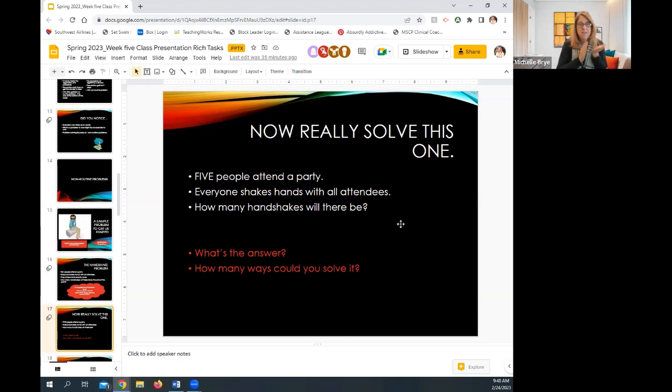So some of you talked about using an algorithm. Some of you talked about drawing a picture. So I'd actually like you to solve it, and then I'll invite somebody to share their work.